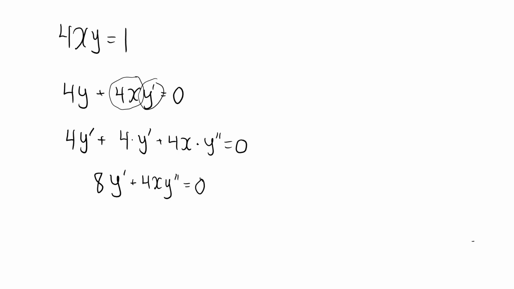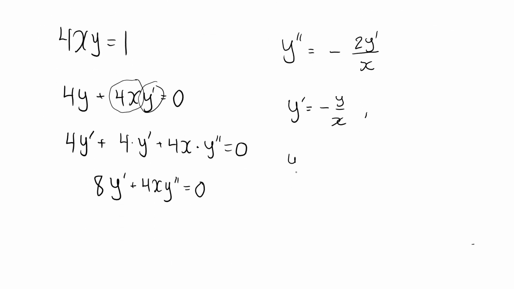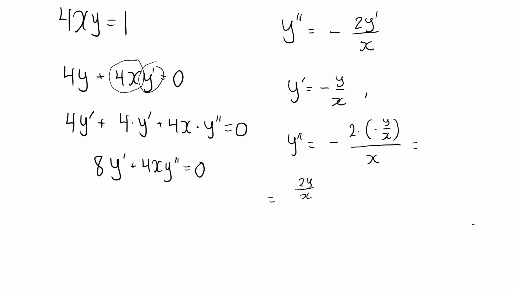Solving for y double prime, we have y double prime equal to minus 2y prime divided by x. Since y prime is equal to minus y divided by x, we also have y double prime is equal to 2y divided by x squared.